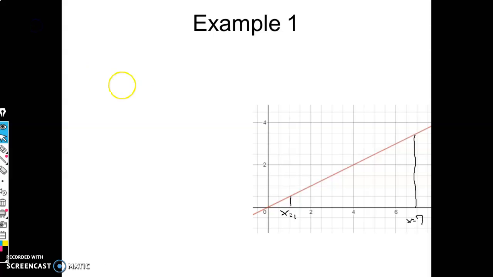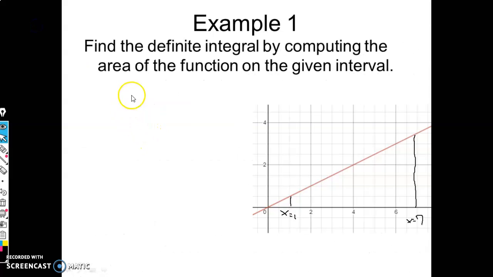All right, let's look at example 1 here. We're figuring out an integral, figuring out the area of the function on the given interval. Okay, so we are going from 1 to 7, x equals 1 to x equals 7. The idea that we're trying to do is figuring out the area between the function's line and these two regions here, okay? And also bounded by the x-axis, okay? So it basically forms a trapezoid, so you can use the trapezoid formula to figure this out.